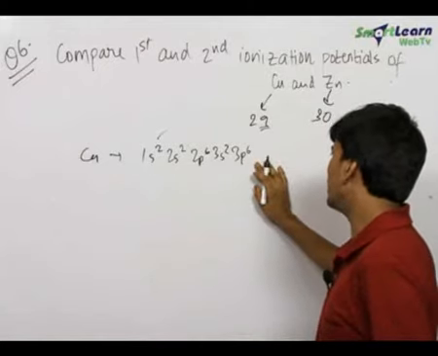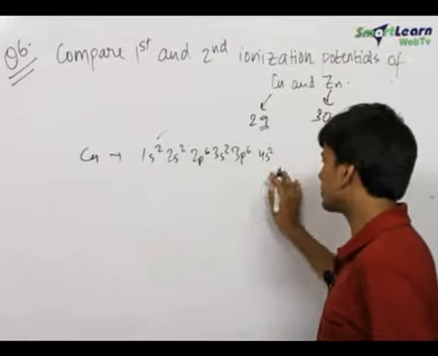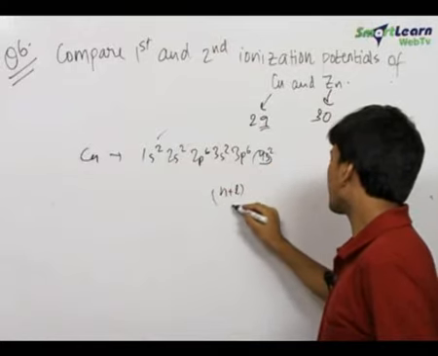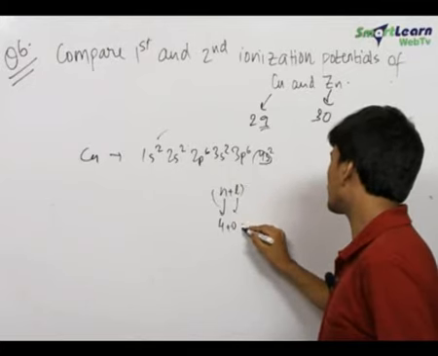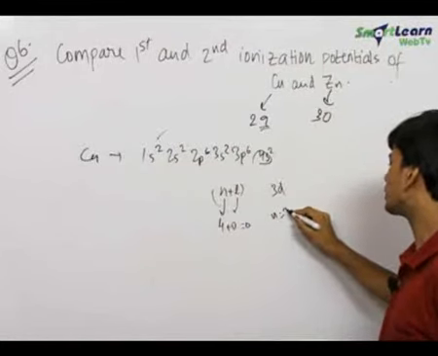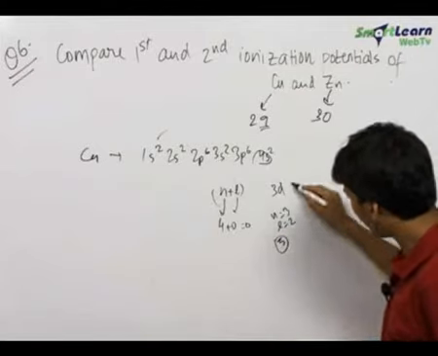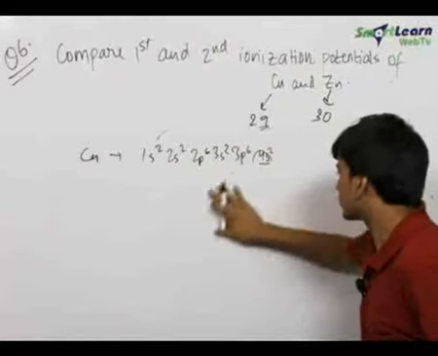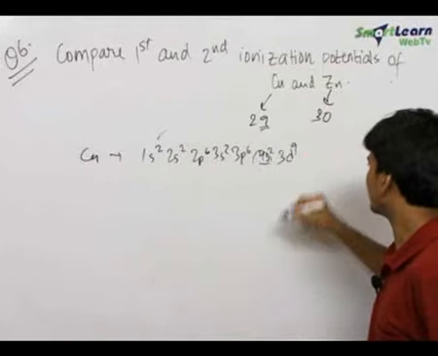Now after the 3p are filled, we start filling the 4s orbitals. So this becomes 4s2. This is because of the n plus l rule. The n plus l for a 4s orbital: n is 4, l is equal to 0, therefore this becomes 4 plus 0, which is 4. We did not fill the 3d orbital because for a 3d orbital n was equal to 3 and l was equal to 2, therefore n plus l became equal to 5. So before filling the 3d orbital, we fill up the 4s orbital.